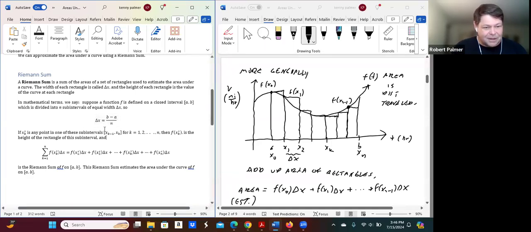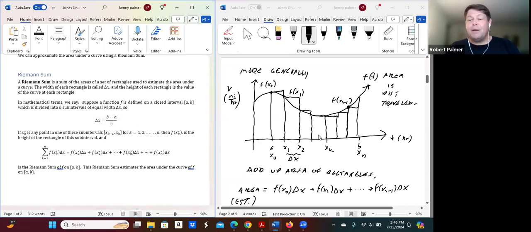Then we take this x sub k star as any point in the interval from x sub k minus 1 to x sub k. So that can be anywhere in between. You just have to evaluate your function either at the endpoint of your rectangle, or somewhere in between. It doesn't really matter, it has to be somewhere. Then we take the function value as the height of each rectangle, delta x as its width, and add all those areas up to get the total.